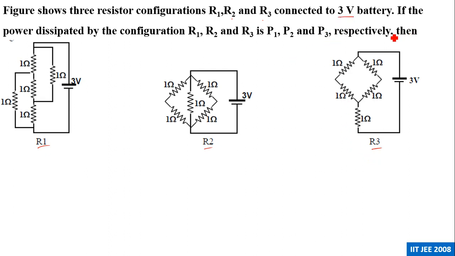If the power dissipated by the configurations R1, R2, R3 are P1, P2, P3, let us say the power dissipated in this circuit is P1, in this one is P2, in this one it's P3. He is asking the relation between P1, P2, P3, I mean which is more, which is less, like P1 is greater than P2, which is greater than P3, something like that.